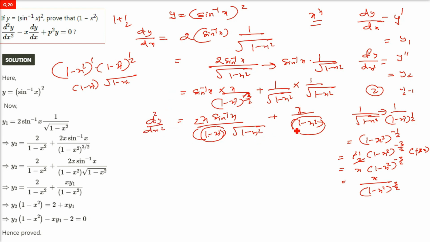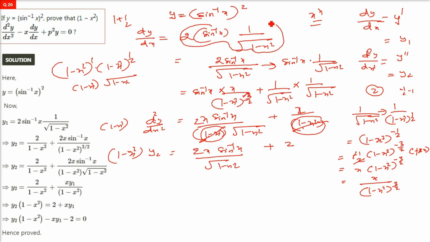This 1 minus x square, take this and bring it to the left hand side. So it is going to be 1 minus x square into d2y by dx2. Now see the solution, this has come, the first part. Let us take the second part: 2x sin inverse x divided by under root 1 minus x square. We have already done dy by dx. So dy by dx is what? 2 sin inverse x divided by under root 1 minus x square is nothing but dy by dx.